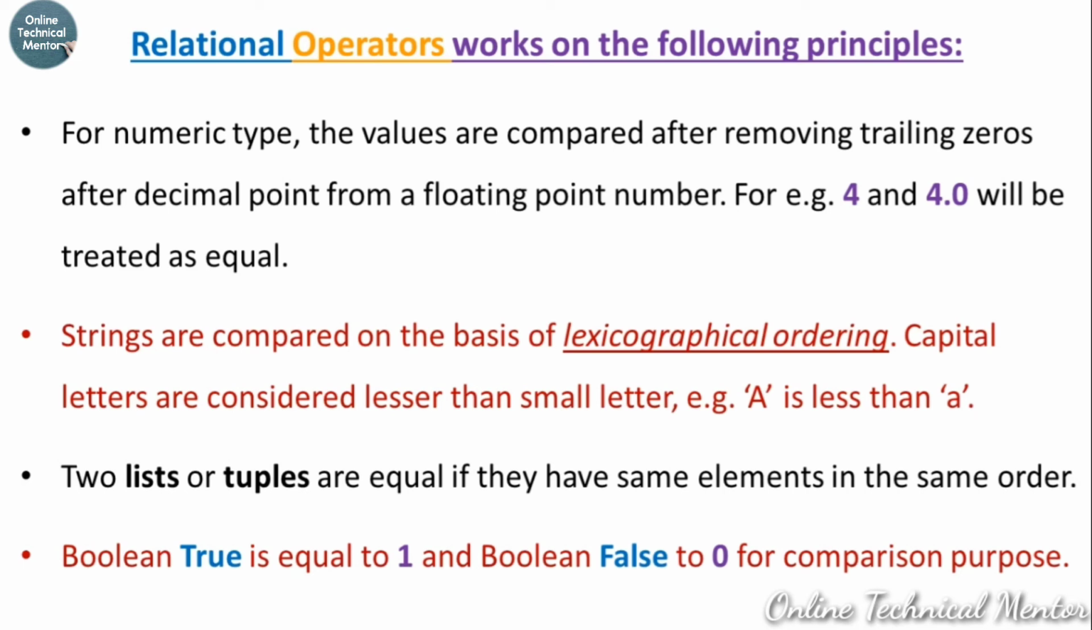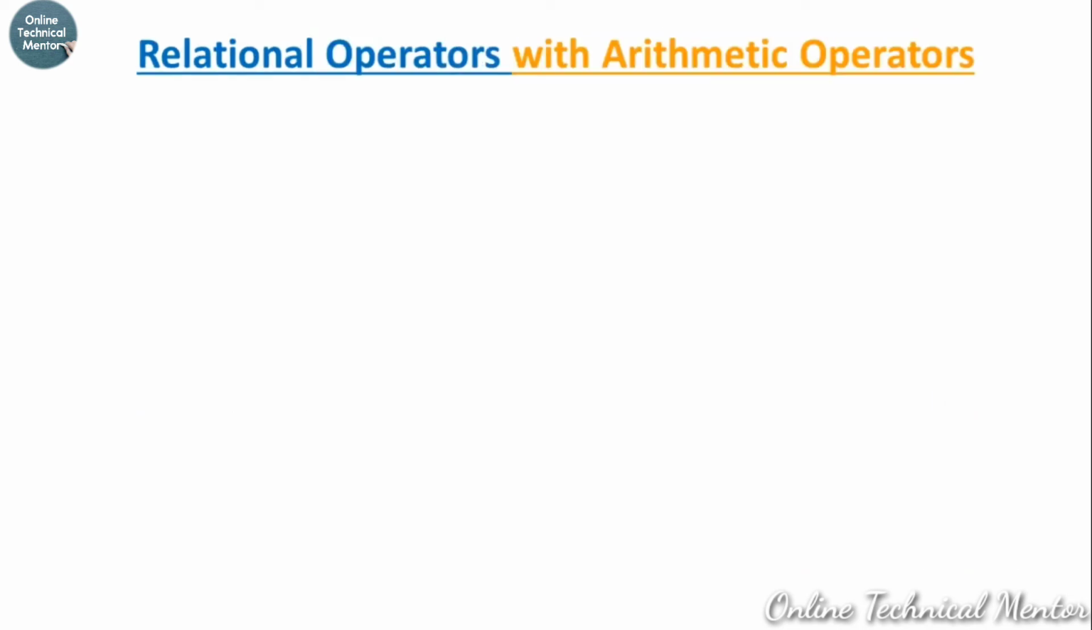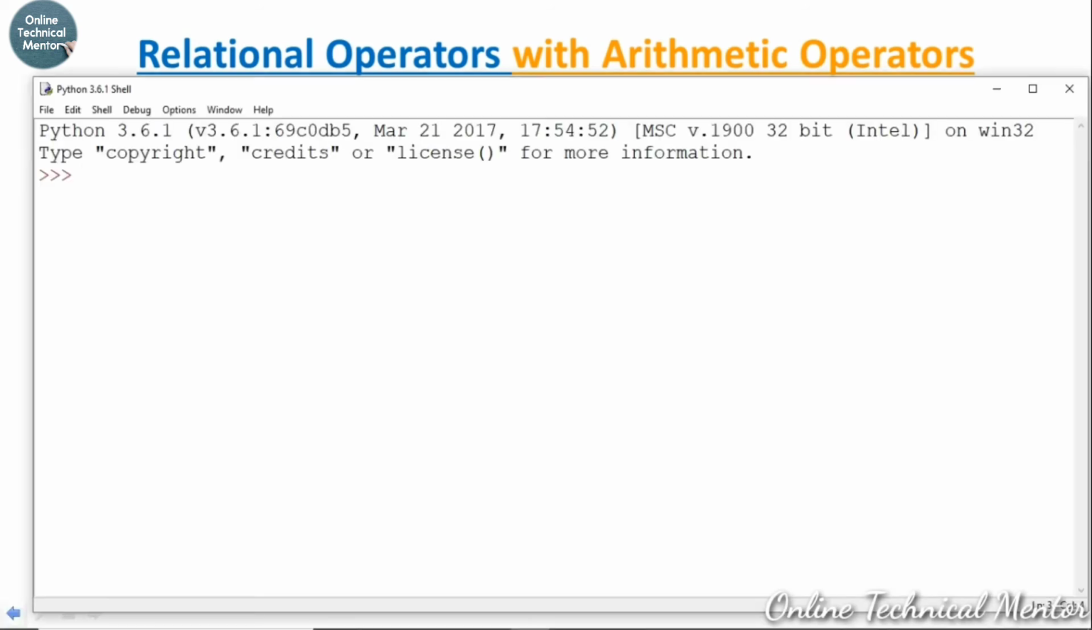There are more things to show you regarding the relational operator when it works on lists or tuples. This will be covered when I explain lists or tuples, in separate videos. Now let me show you how relational operators work with arithmetic operators. The relational operator has a lower precedence than the arithmetic operator.